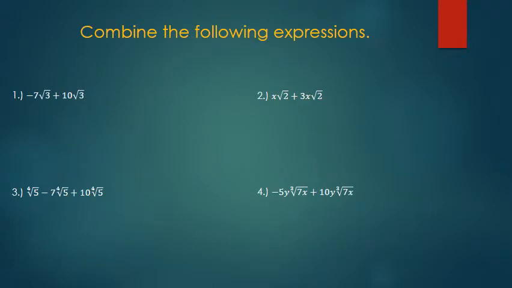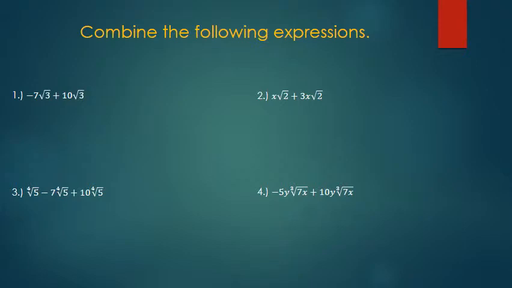Here we're being asked to combine the following expressions, and in this case we're doing addition and subtraction of radicals. The key for doing this is that you have to have like terms, which means that the values inside the root have to be exactly the same. Also, if you have a variable on the outside, like in number 2, those also have to be exactly the same.